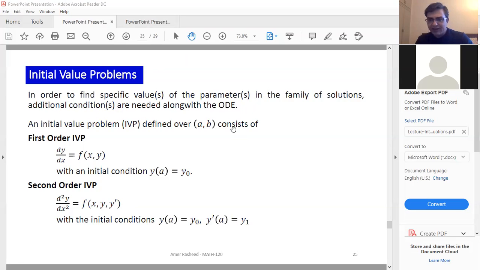There is a question in the chat window. Don't we have both x and y to find the values of the parameter? Yes, we have both. This is the value of x at the starting point, and this is the value of y at the starting point. If we have these two values, we'll do examples for these problems later on. You would definitely understand. If you have any further question, you can ask.